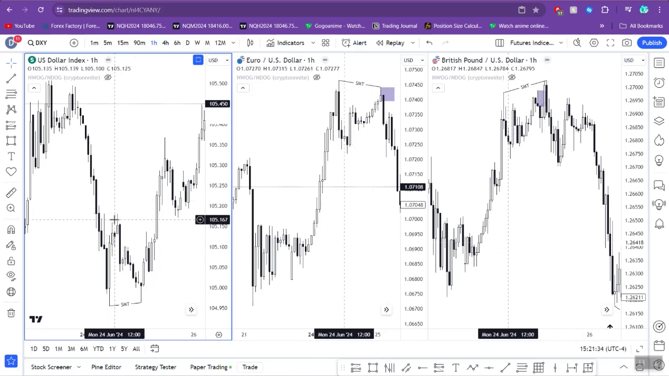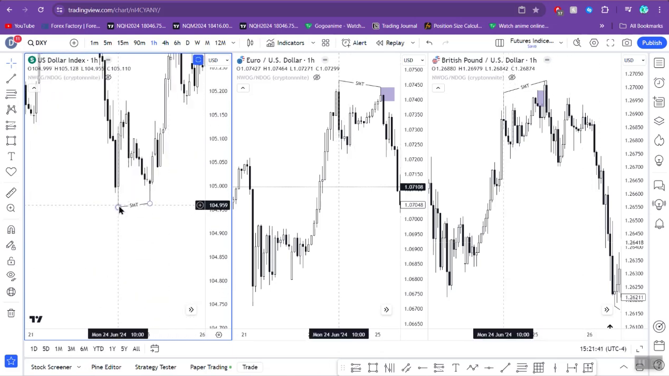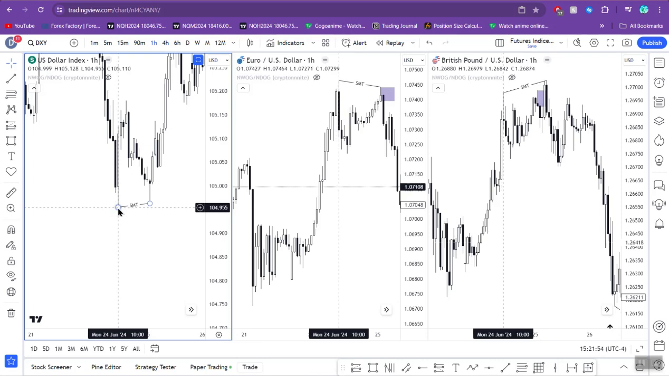Now, over here, we have the low of Monday right here. Let me just zoom in there. This low that I'm pointing at right here, that's the low of Monday, right? Now, on a Tuesday, the next day, we come and we get very close to that low, but we don't take out that low, right?